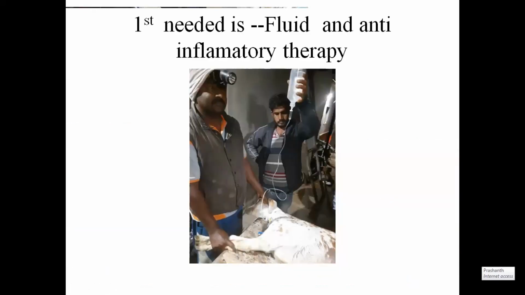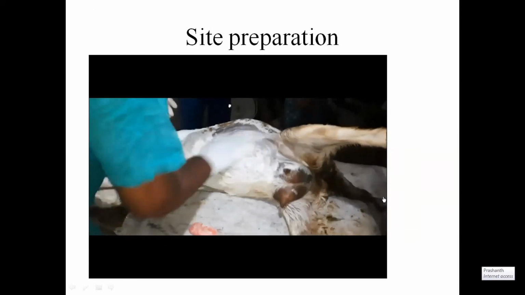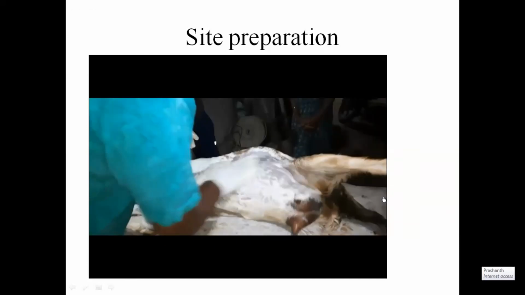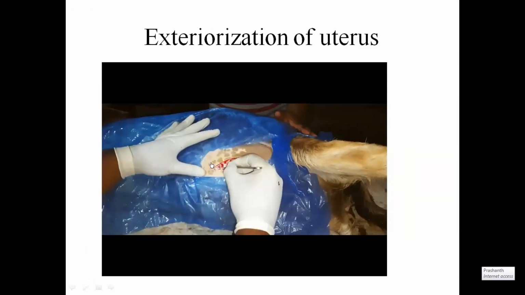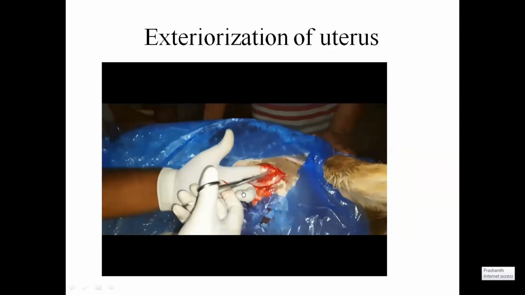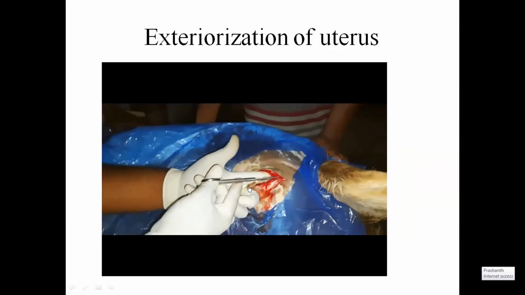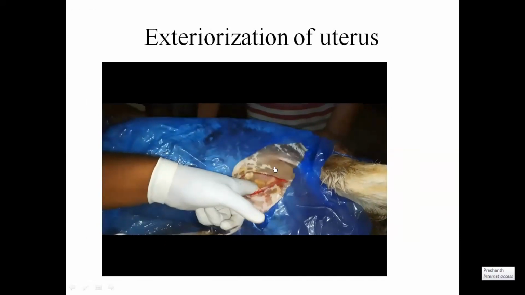Whenever a case is presented, before doing the surgery, as I already explained, we should first give fluid therapy and anti-inflammatory drugs, and after that, prepare the site thoroughly. We should not fail to do any important basic steps. First, do the site preparation by thorough scrubbing, and after that, give infiltration anesthesia. We can calculate the lignocaine required and make it 1% by adding normal saline. We can give infiltration anesthesia at the surgical site.